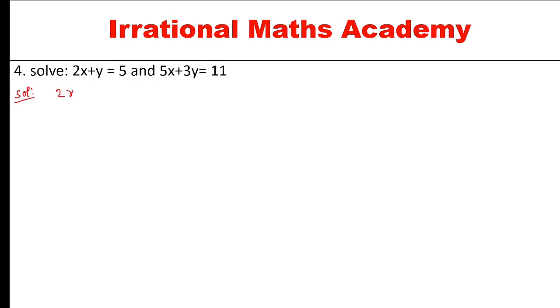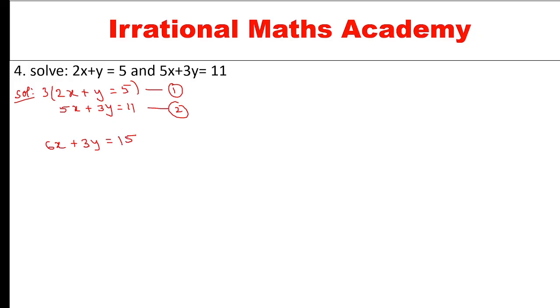Let me write down the equation. 2x plus y equal to 5 and 5x plus 3y equal to 11. So this is my equation 1 and this is my equation 2. In the last case, I eliminated x, right? Now in this case, I'll eliminate y. So for that, I'll multiply equation 1 with 3. So what I'll get here? 6x plus 3y equal to 15.